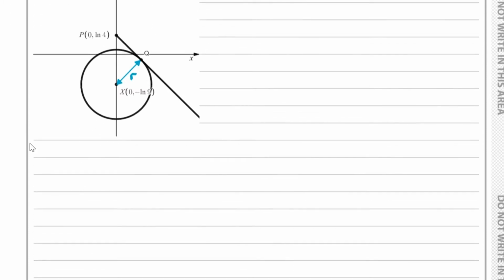So we've got our equation of the straight line, y equals natural log 4 subtract x, we'll call this equation 1, and we've got our circle, it will have equation x squared plus y plus natural log 9 squared equals r squared. We'll call this equation 2. Notice the centre is 0, minus natural log 9.